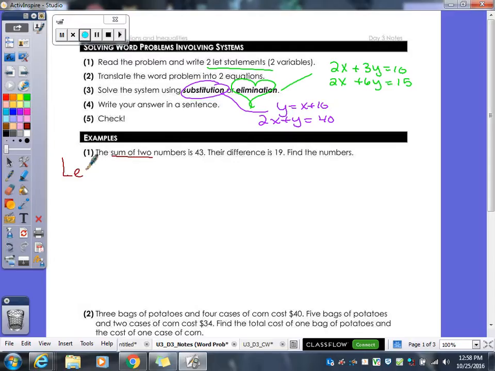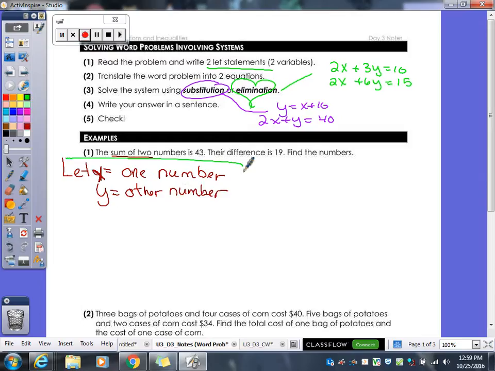All right. So again, this says the sum of two numbers. So I'm going to let x equal, ooh, that's a y. Let x equal one number and y equal the other number. Okay. I always box in my let statements. Now, it says the sum of these numbers is 43. That's easy, right?